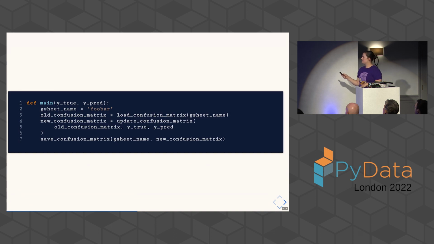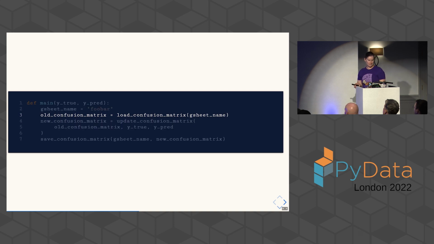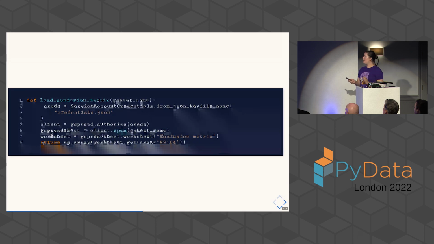And so now our main function is looking like that. You load the confusion matrix, update it, save it. Good, that's onion architecture. This is a pure function, I can unit test. This is boilerplate code. I don't need to unit test, I will just test it with integration tests. All good.